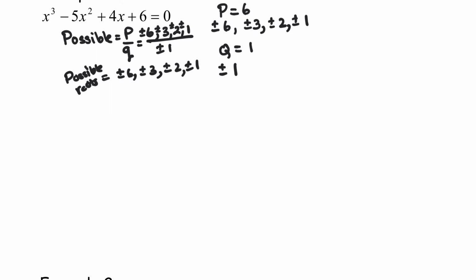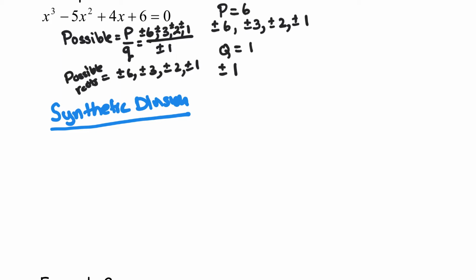Now I'm going to use synthetic division to check if, and I'm just guessing 3, I'm going to check if 3 is a possible root. So I have 1, negative 5, 4, 6. Bring down the 1.